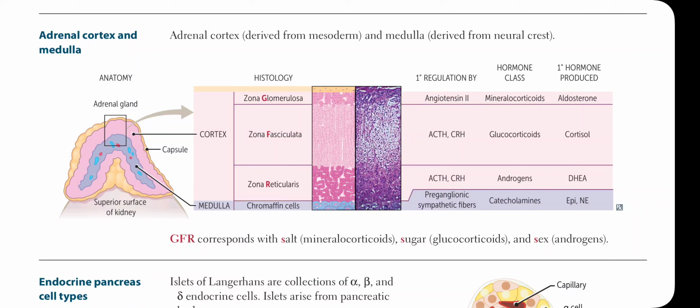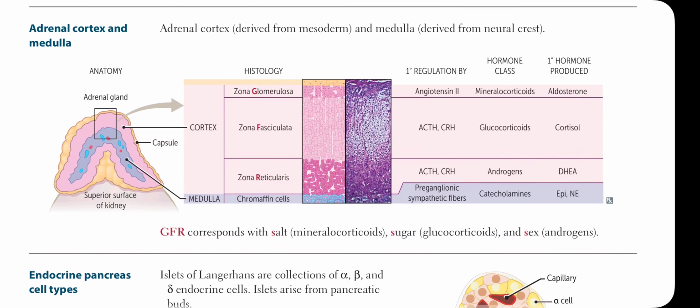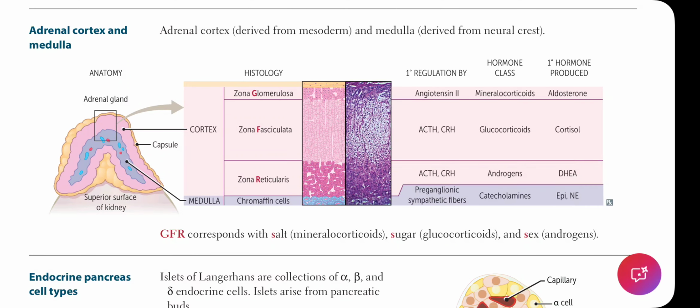The cortex is derived from the mesoderm. The medulla is derived from the neural crest. Medulla has the chromaffin cells. They are regulated by the preganglionic sympathetic fibers, and hormone class is catecholamines, and they release epinephrine and norepinephrine. So that is the adrenal gland. I hope this makes sense.